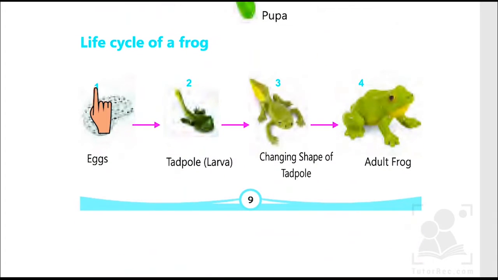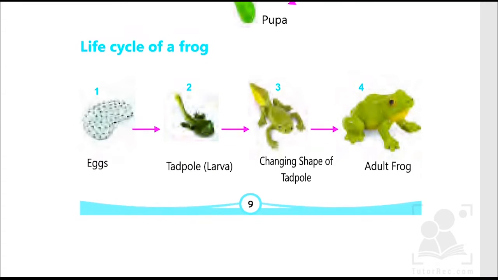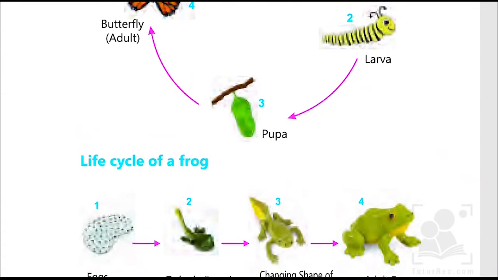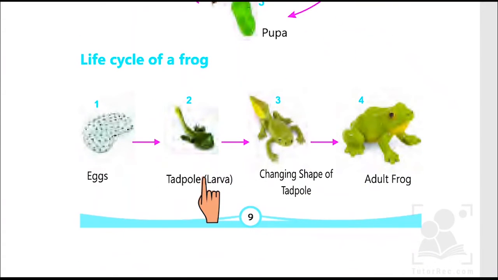Next we have the life cycle of a frog. It also has 4 developmental phases. First is definitely the eggs. The second one is again, as we saw, the larva. Here this is also larva but in the form of a tadpole because it is about a frog. Then the tadpole changes shape to become an adult frog.